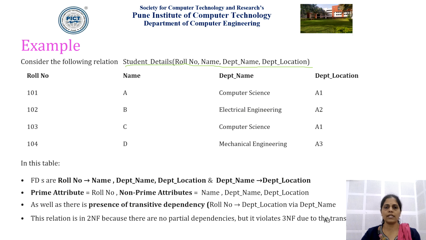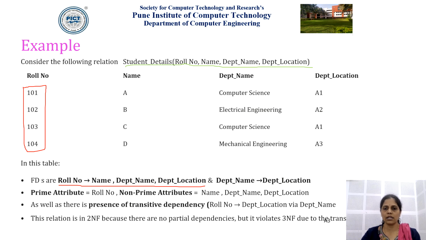So first we have to identify the functional dependencies of this relation. If you observe this table, I can easily understand that roll number has a unique value. So roll number is in the candidate key. Now we'll look for this key. Roll number determines all the other attributes of the relation because roll number has unique values. So the functional dependencies present over here are roll number to name, roll number to department name, and roll number to department location.